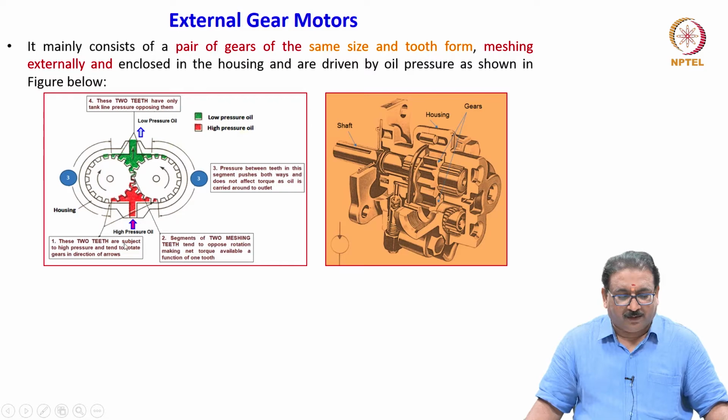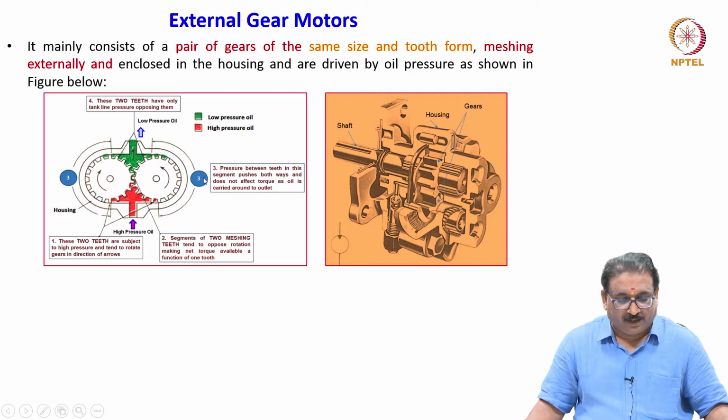Here I have marked four important points on the figure. You will see here these two teeth. These two teeth are subjected to high pressure and tend to rotate the gears in the direction of the arrows, as I have shown here. Here you will see a segment that I have marked, a segment of two meshing teeth that tend to oppose the rotation, making net torque available a function of one tooth.